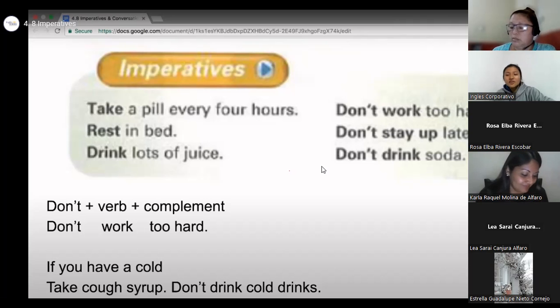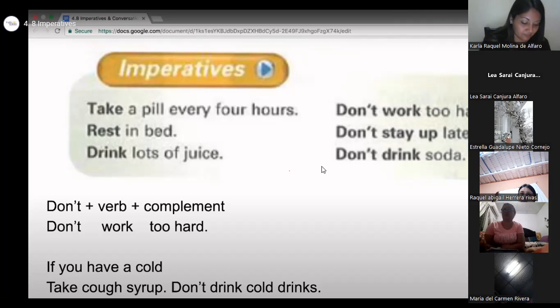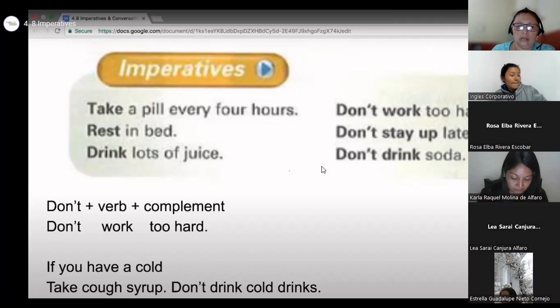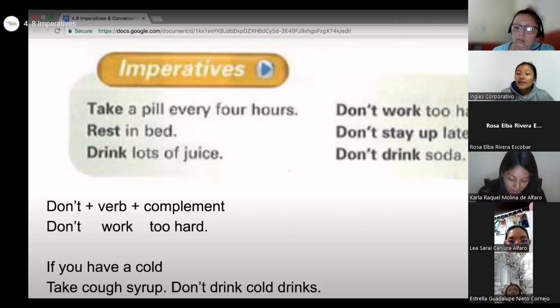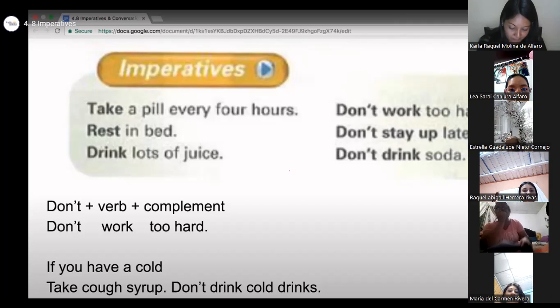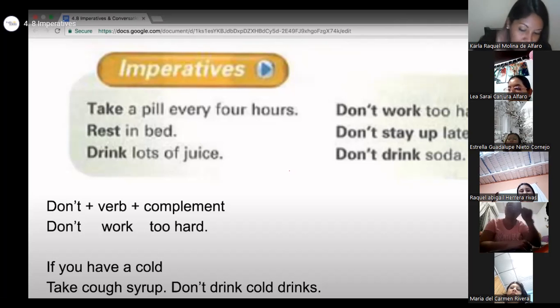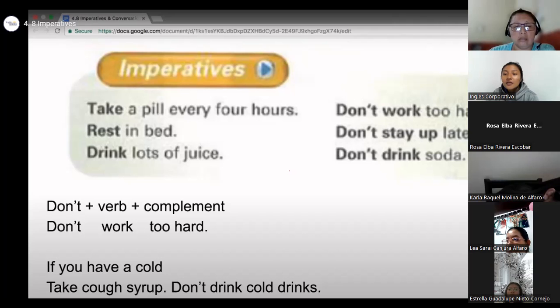Is that clear? For example, Raquel Abigail, what are we going to do? Yes, Raquel Abigail? What are we going to do? I don't know, teacher. Yes? No comprendí. You don't understand. Okay, no problem. Let me see, probably Carlita? Carlita?